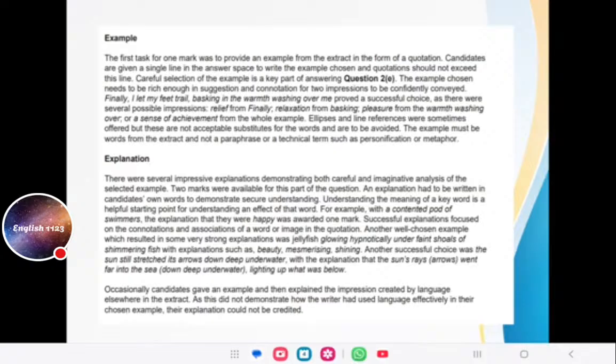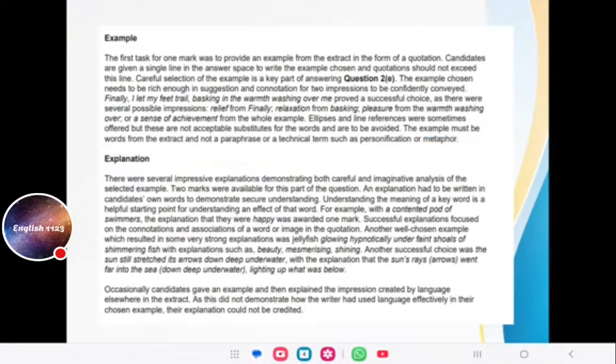Be clear about this. Ellipses and line references were sometimes offered, but these are not acceptable substitutes for the words and are to be avoided. The example must be words from the extract and not a paraphrase or technical terms such as personification or metaphor. One thing, the example must be words from the extract and not paraphrase. You are not allowed to write the example in your own words. You must copy it from the text. I think I made myself clear here.